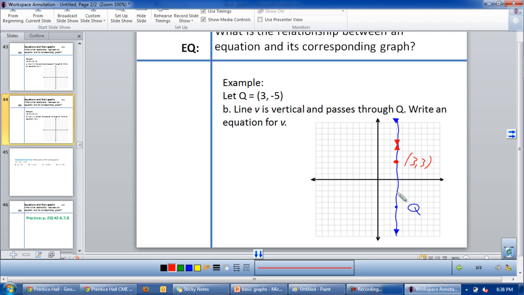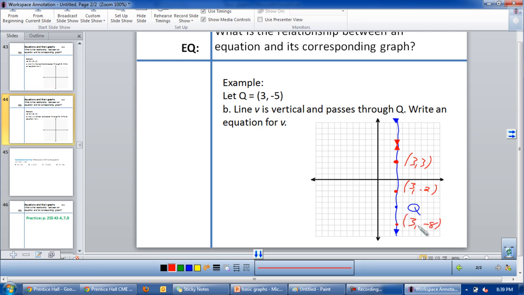Okay. Let's look at this point right here. 1, 2, 3, down 2. And one more. This one right here. 1, 2, 3, and down 1, 2, 3, 4, 5, 6, 7, 8, negative 8.